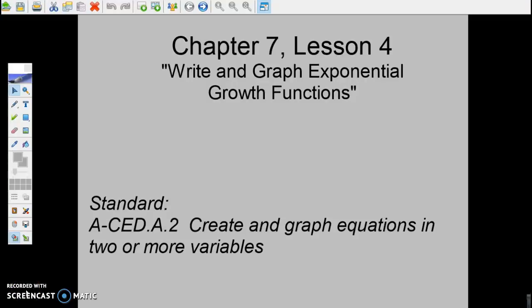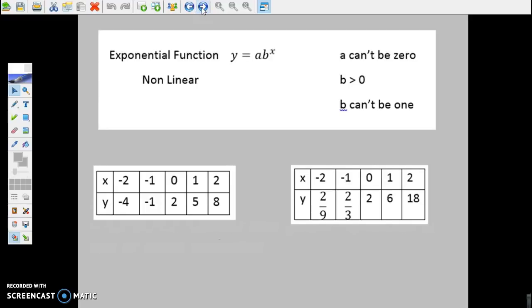Chapter 7, Lesson 4, we are going to learn how to write and graph exponential growth functions. This covers standard CED.A.2, where we are creating and graphing equations that include two or more variables. The first thing that we're going to look at is, what is an exponential function?